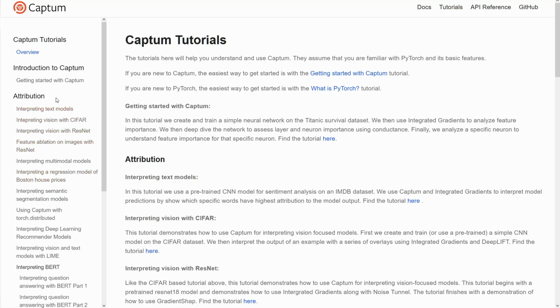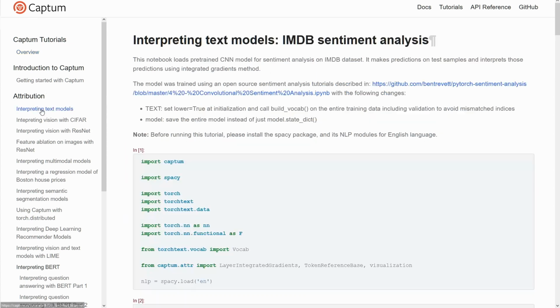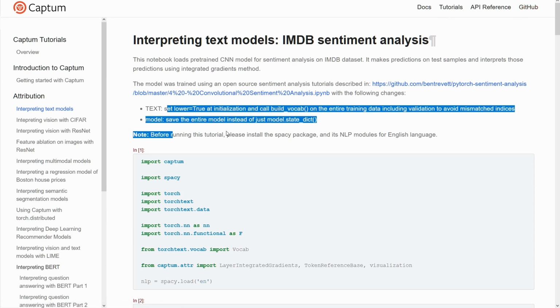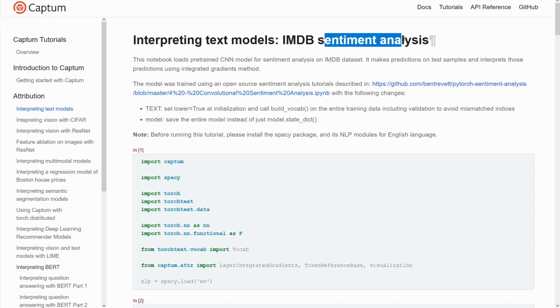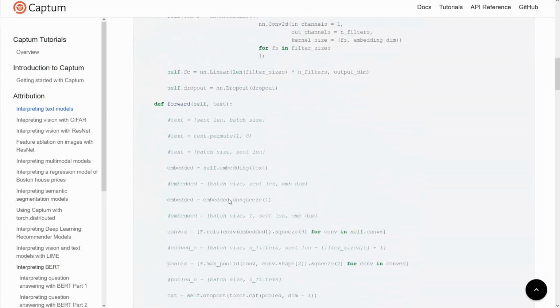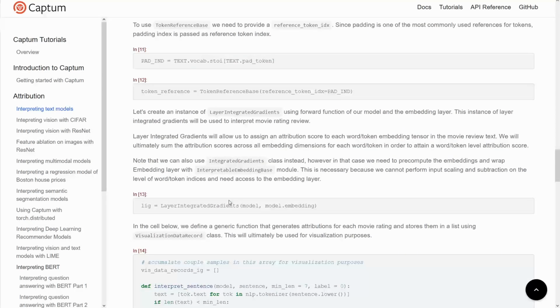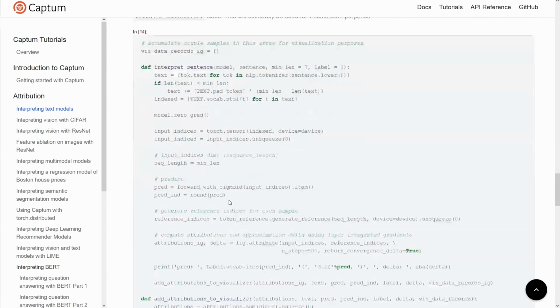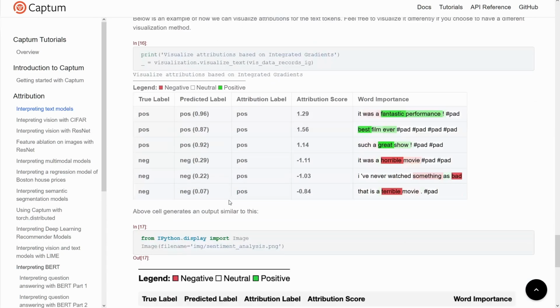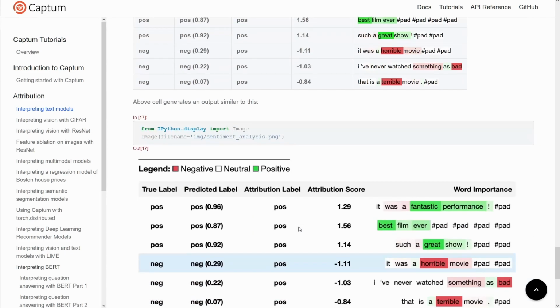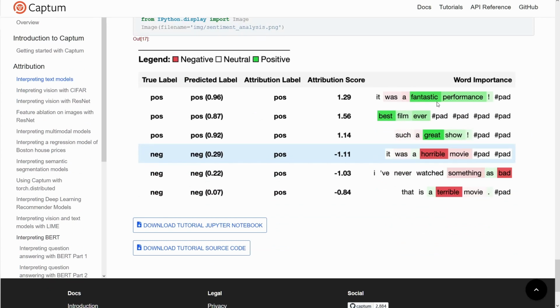And here with feature attribution, the first one is interpreting text models. And if you look here, of course, you have a GitHub repository, you have your text, and you are running a sentiment analysis. And what you want to find out, of course, PyTorch code, you have here the different cells in a Jupyter notebook. And then what you end up with more or less is positive, negative connotation. What was positive? Positive is in green.